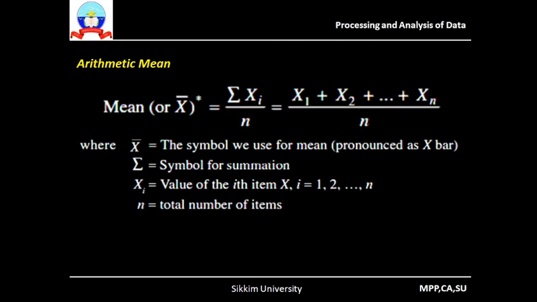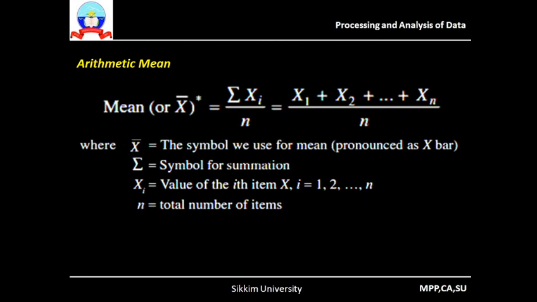Arithmetic mean is equal to the sum of all the data points divided by the number of instances of data points. So here x1, x2, xn, these are the data points, and n is the total number of instances of data points. So this is the equation for arithmetic mean.